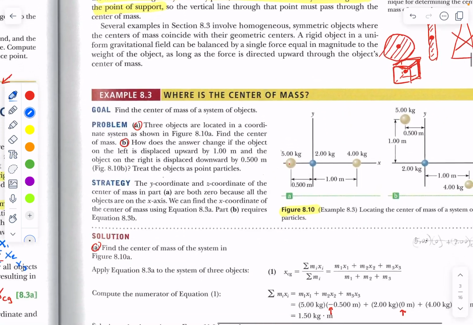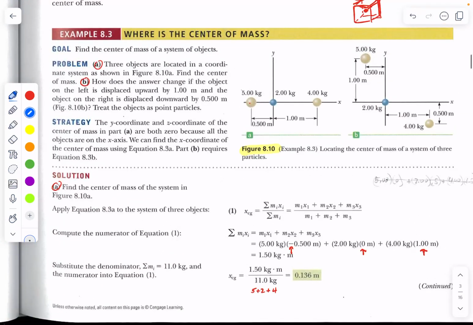Now, let's take a look at a problem. Find the center of mass of a system of objects. So here, in part A, we have 3 objects that are located on the x-axis. Part B, which you're going to get a chance to do on your own if you want to practice, is on the right side of the page. And we have 3 masses, a 5 kilogram, a 2 kilogram, and a 4 kilogram mass. And these 3 objects, we want to find their center of mass.